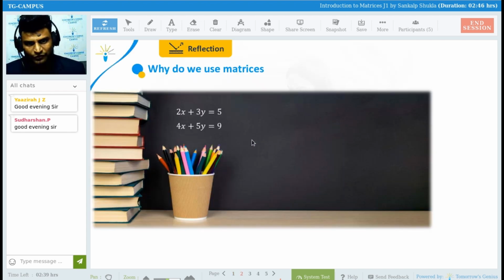The important thing is to know why we use matrices. Before learning what matrices are, we also need to know why we use them. So let me know, do you have any idea what a matrix is, and why do we use it? Anyone?